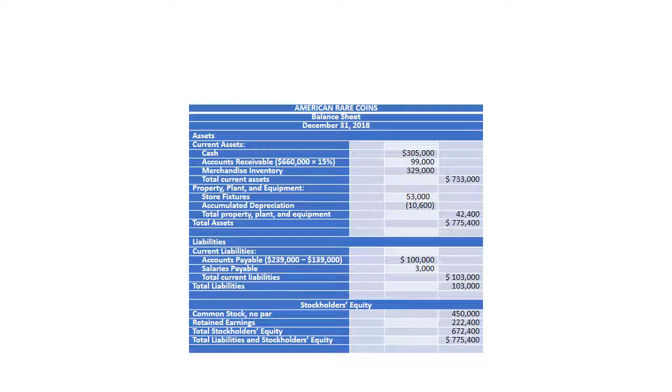On the liability side, two liabilities. The current liabilities are $100,000 in accounts payable. We already determined that balance. Salaries payable has a credit balance of $3,000. So the total liabilities are $103,000. Common stock has a balance of $450,000. Remember, in Part A, they sold common stock.